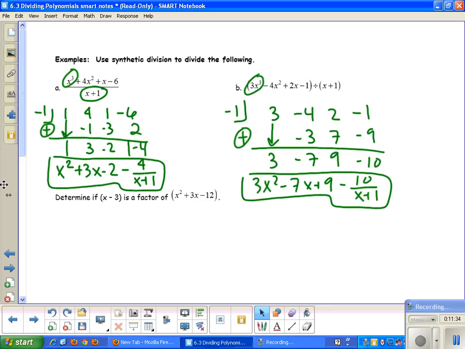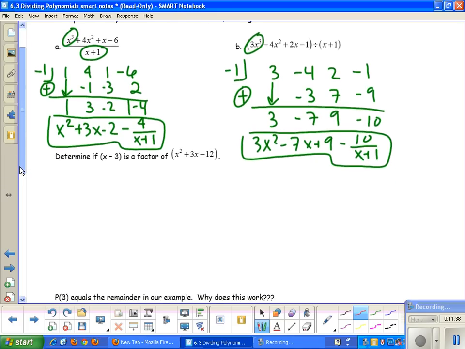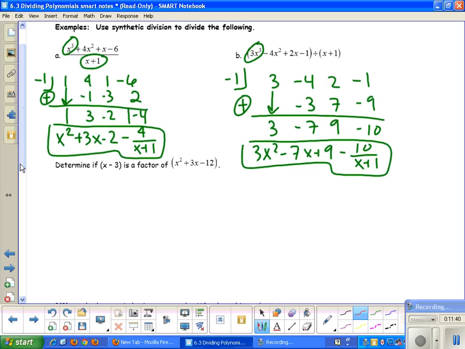For the next equation, it says determine if x minus 3 is a factor of x squared plus 3x minus 12. So to do this, you can either use synthetic division or long division. Remember, again, for synthetic division, this divisor has to be a polynomial of degree 1 with nothing in front, which it is. So in the box goes the opposite, which would be 3. And then this has to be in standard form with no missing zero placeholders, which it is.